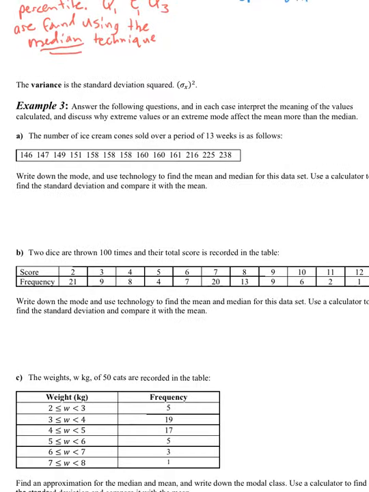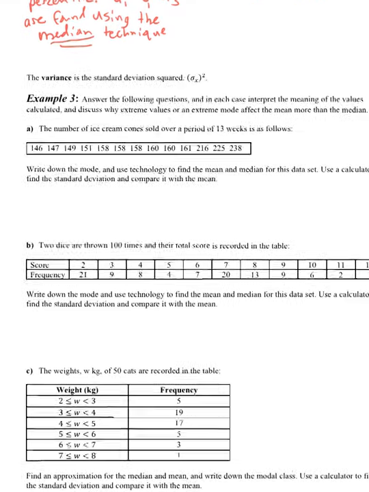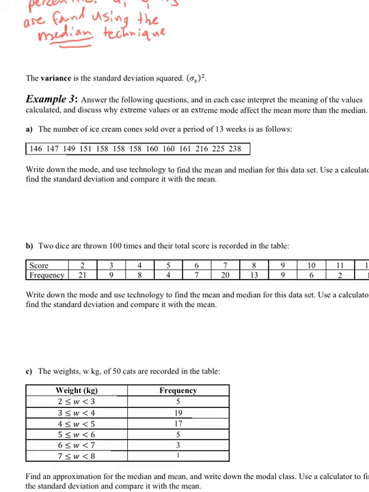So example 3 says, answer the following questions and in each case, interpret the meaning of the values calculated and discuss why extreme values or an extreme mode affect the mean more than the median. Okay, so problem A, we have the data. In your textbook, it was not listed from smallest to largest, but I went ahead and listed it from smallest to largest anyway for us when I wrote it down on here.